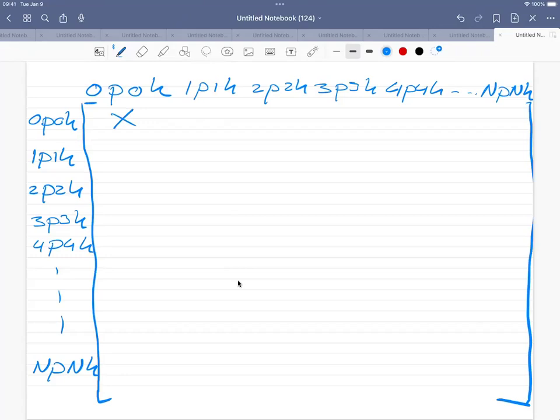So this is potentially non-zero. This is potentially non-zero. This is also potentially non-zero. This is exactly 0 if we have a 2-body interaction. This is exactly 0. And the same with all the other ones. So this will be non-zero.